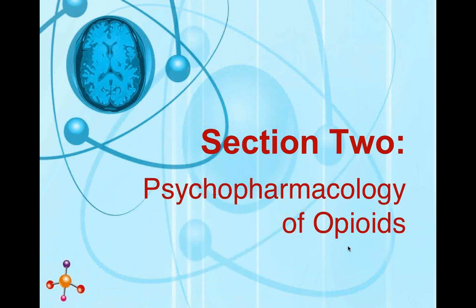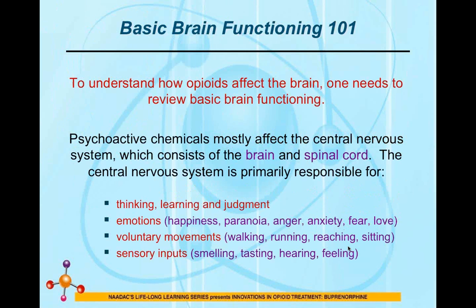So just continuing on into the psychopharmacology of opioids, which I personally think is the most fascinating part of this entire presentation, but I'm a little biased towards that myself, in order to understand how opioids affect the brain, we think that we need to basically understand some basic brain functioning. And so I'm just going to start very simply at the very beginning here, just talking about how psychoactive chemicals affect the body. And so that's done through the central nervous system, which consists of the brain and the spinal cord. And as you probably know, the central nervous system is primarily responsible for things like thinking and learning and judgment, all of our emotions and our voluntary movements and our sensory inputs.